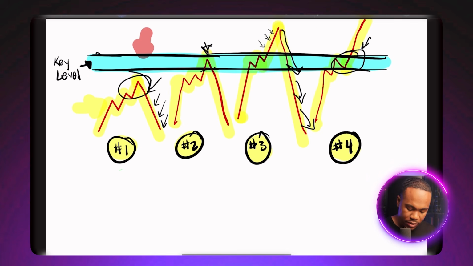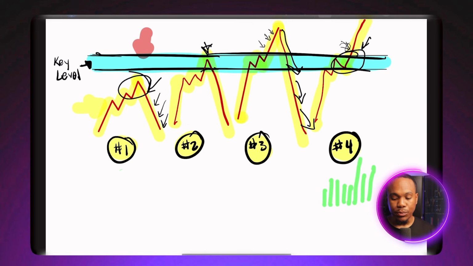And in this case, as volume is increasing and it remains stable while we're in the level, and as it breaks out, we want to see increased volume on the breakout. And that typically is a sign that buyers are getting in and they're supporting the move.